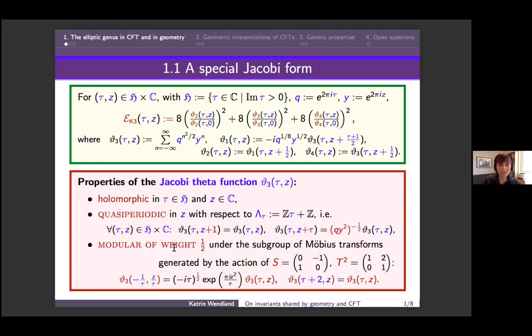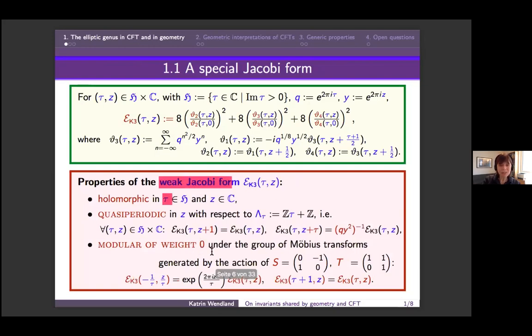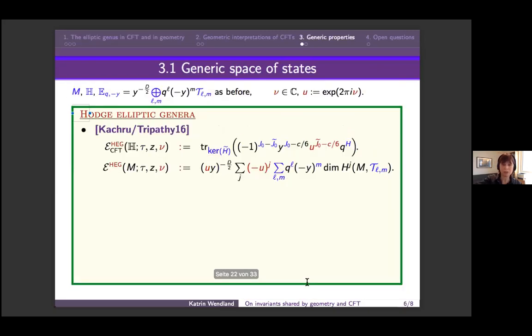Okay, so the modularity is inherited, but it gets better because we're actually taking the quotient of two of these theta functions. So the tau-dependent prefactor actually drops out entirely. We're modular of weight zero now. And we are actually modular with respect to all of SL(2,Z), because by the particular way we've added the summands here, we're not just invariant under shifts by even integers, but actually under shifts of tau by all possible integers. So clearly something is not working here.